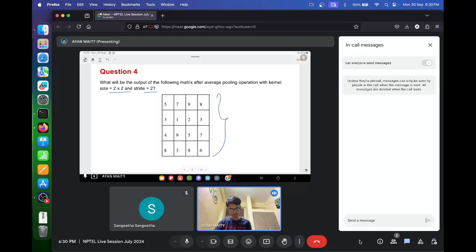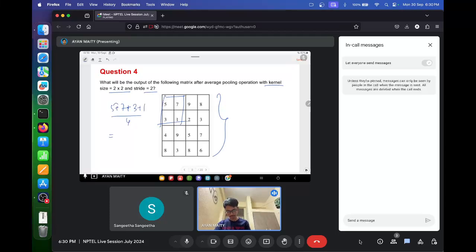So for this average pooling operation, the kernel size is 2 by 2. So we have to first consider this first 2 by 2 window in this input matrix and take the average of this window. The elements are 5, 7, 3, 1. So the average would be 5 plus 7 plus 3 plus 1 divided by 4.